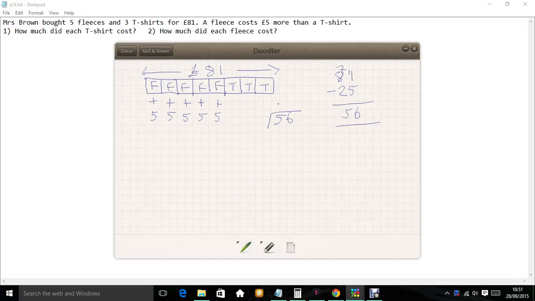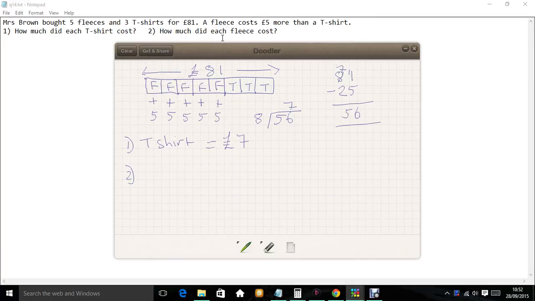56 divided by, let's have a look, 1, 2, 3, 4, 5, 6, 7, 8, 56 divided by 8 gives us 7. So each of these portions is worth £7. Hopefully you can see that this has already given us the value of a t-shirt, because a t-shirt is equal to one of these portions without any extra. So that's the answer to 1. A t-shirt is £7.